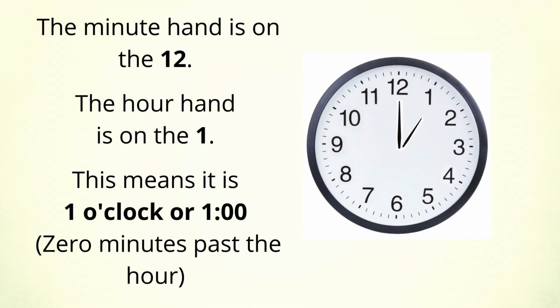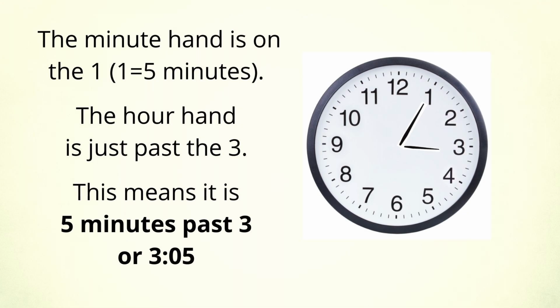In this example, the minute hand is on the 12, the hour hand is on the 1, and this means it's 1 o'clock, or 0 minutes past the hour. In this example, the minute hand is on the 1, and remember, 1 is equal to 5 minutes. The hour hand is just past the 3, and this means it is 5 minutes past 3, or, in digital format, 3:05.